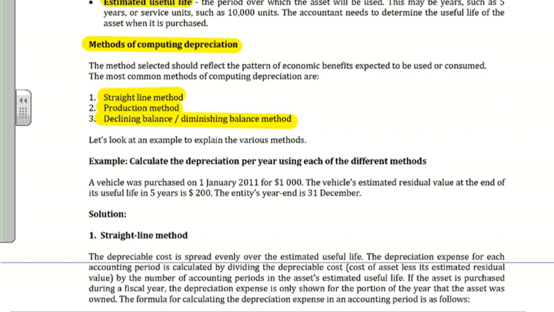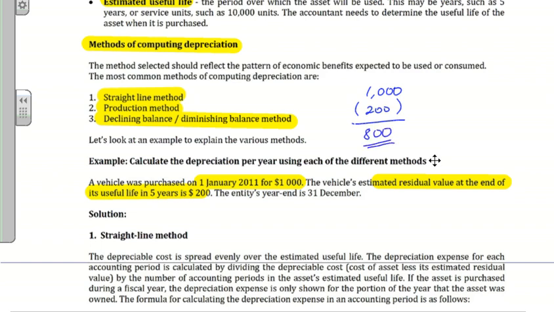And let's have a quick look at some of these. A vehicle was purchased for $1,000. Its residual value is $200. Now remember, straight away, what would you tell me? Its depreciable amount is going to be, I bought it for $1,000. It's got a residual value at the end of its life of how much? $200.